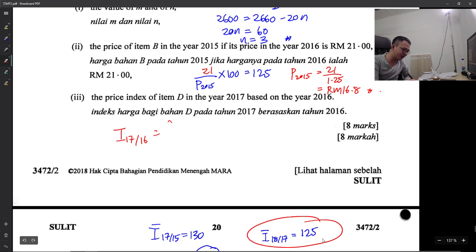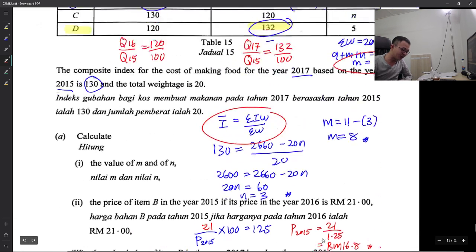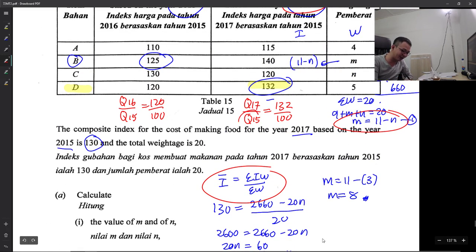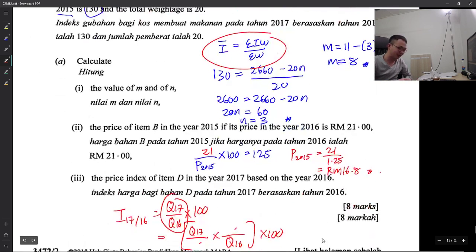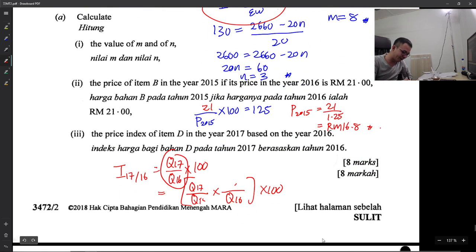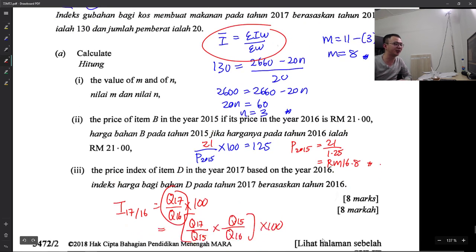the formula is Q17 over Q16 times 100. We can expand it using the chain rule. You learned the chain rule in differentiation, right? I can do Q17 over Q15 multiplied by Q15 over Q16, the middle two must be the same, and then multiply 100. So based on this information, the letter they have in common is Q15, so I fill in Q15 here.